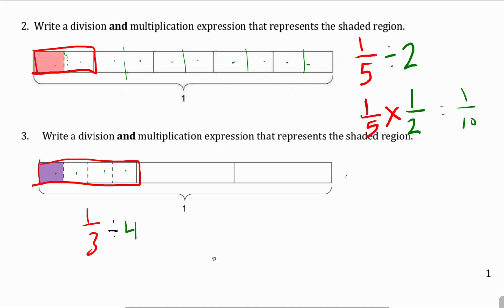Okay, so what is going to be our multiplication expression? Well, simple. We're going to use our strategy of keep, change, flip, or you can say keep, switch, flip. It's the same thing. We're going to keep the 1/3. We're going to change this to multiplication, and we're going to flip this 4, which is really 4/1, right? And if we flip 4/1, it's going to be 1 out of 4. Okay, so this is going to be our multiplication expression for this. All right, let's continue.